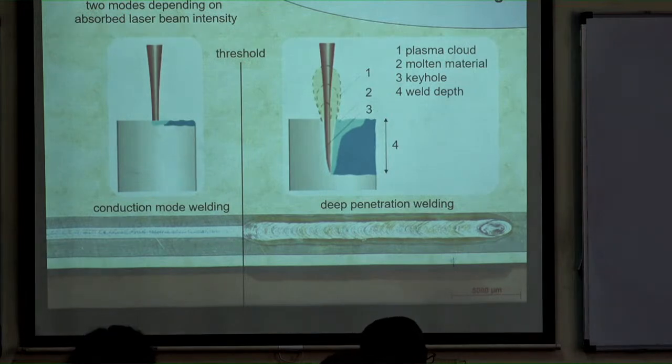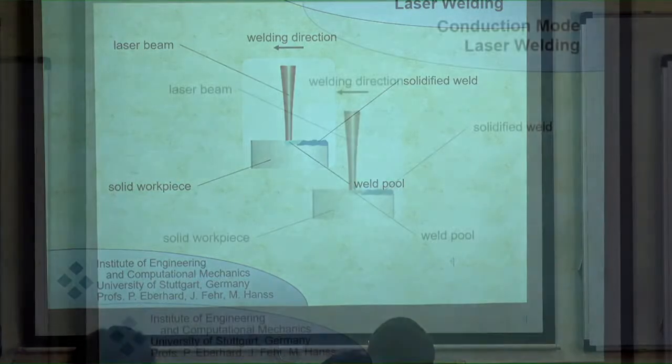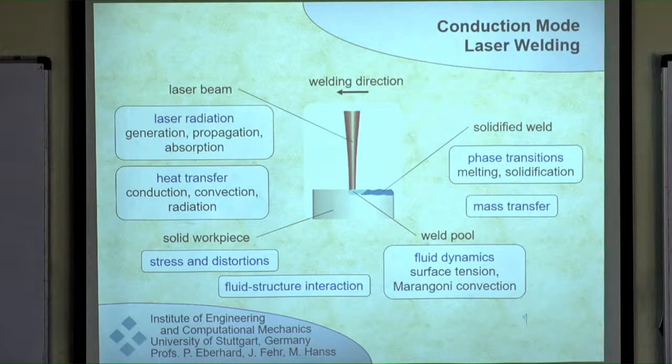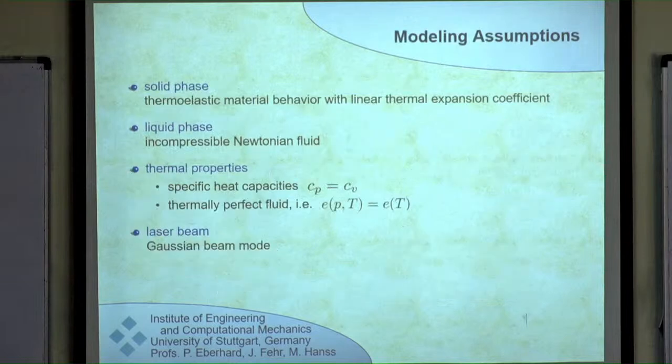So advantages and disadvantages. Now, what do you need if you want to do this? There are many things you need. You have to model the laser beam, laser radiation. You have to model the heat transfer, conduction, convection, radiation. You have to model the solid workpiece with stresses, distortions, the fluid dynamics with surface tension, Marangoni convection. I explain in a moment what it is. Fluid structure interaction, mass transfer, phase transitions. All this must be included in your simulation model. And this is why these things are so complicated. Everything needs to be considered. If not, you cannot simulate this process.